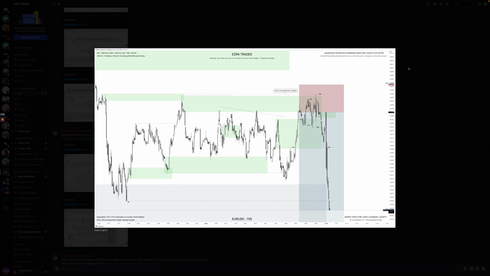Today I'm doing a trade recap. This one's going to be a little bit different. We're also going to use bar replay. I'm going to show you how I take this trade live, and I'm going to give you my explanation and breakdown on this. Now this trade's a little unique.